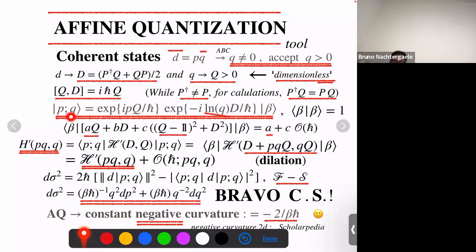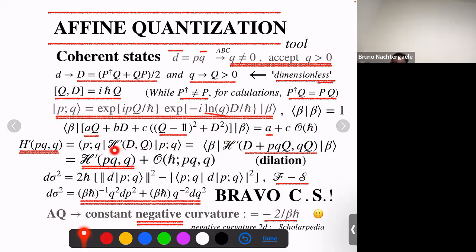Now here is the new coherent state, P semicolon Q, exponential of little i, little p, capital Q over h bar, and exponential of minus i, natural logarithm of little q times capital D over h bar. And here is a fiducial vector, which is normalized. Now we have a different story for the expectation values here. We have a little a over here, which means capital Q expectation value is 1. D is still 0. And deviations from capital Q equal to 1 have a function of h bar.